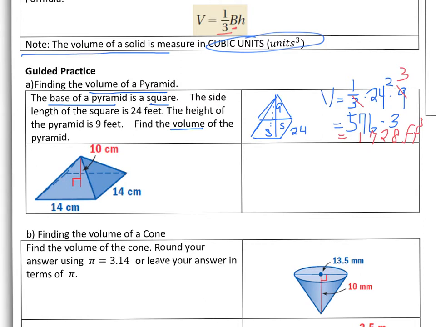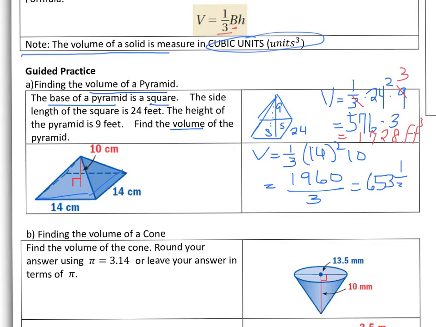Okay, and here we have another square pyramid. Volume equals 1/3, 14 times 14, so 14 squared, times the height of 10. And to show you all the steps, the next step should be 1960 divided by 3. And you can rewrite this as a mixed number, 653 and 1/3 centimeters cubed.